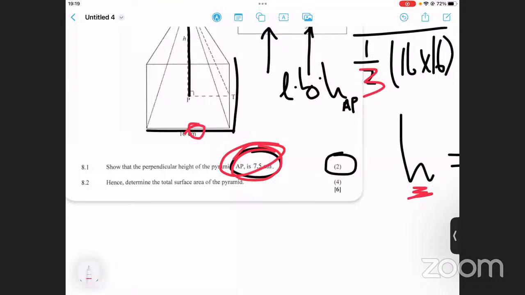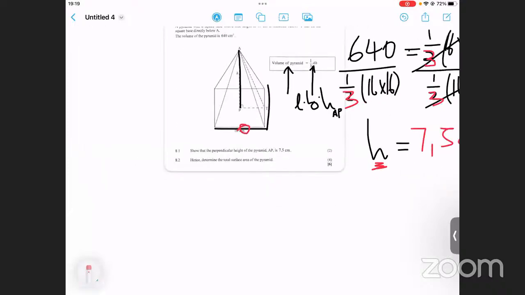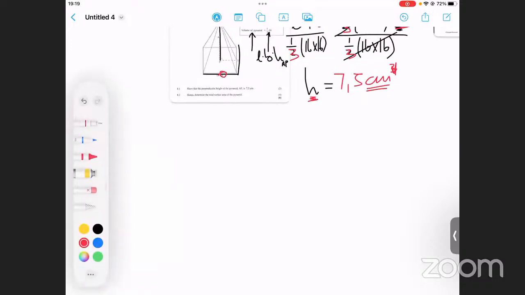So now let's see. They say "hence," and that word hence means refer to your previous calculation. Hence, determine the total surface area of the pyramid. I think this one might be a tricky one, but trust me, honorable members, for the surface area, the best way is to redraw it.